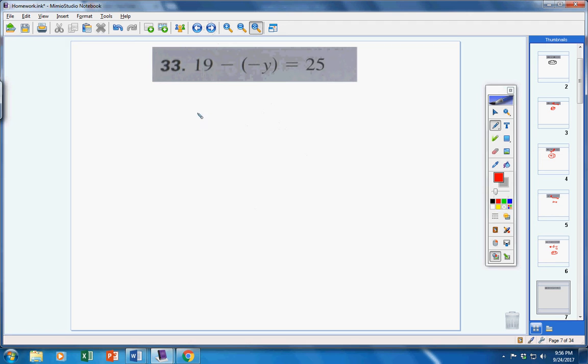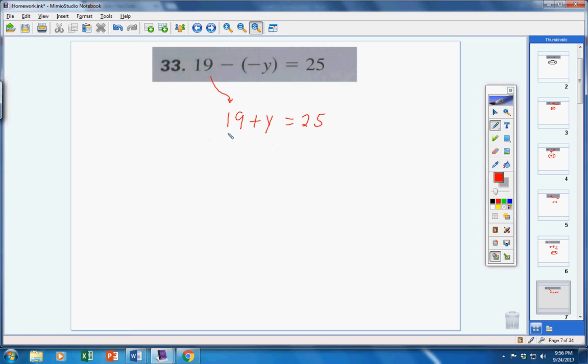Number 33. Okay, step 1, simplify both sides. There is no simplifying that I can do to 25. However, on this side over here, I can simplify a y that has two signs. I have a negative y. Well, just like if this y was a number, if it has two signs that are the same, like a negative or a positive, when that happens, the sign becomes positive. So my y is positive. My 19, I just bring down my 19, and there we go.